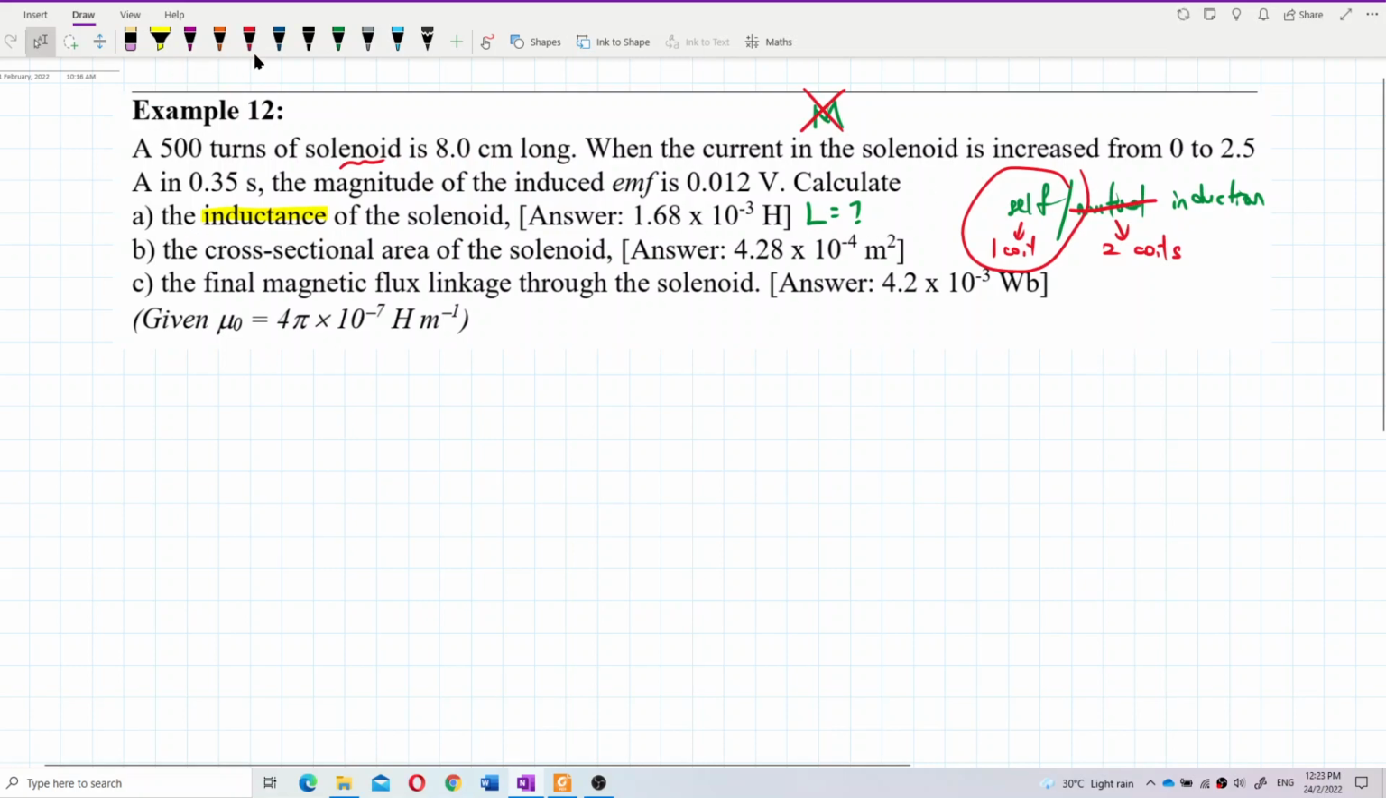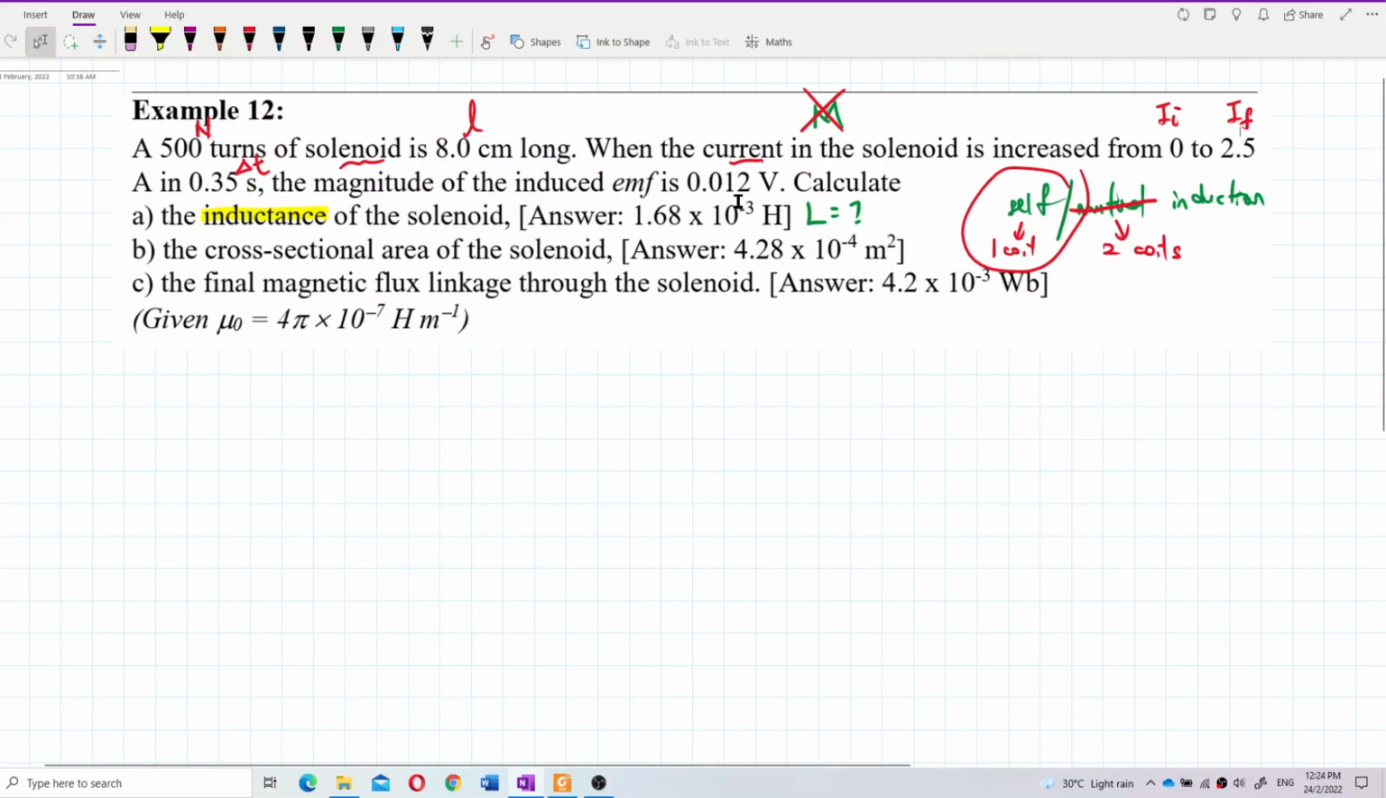Okay, so what information is given? We have the number of turns of the solenoid, capital N, and the length of the solenoid. The current in the solenoid increases from 0 to 2.5 amperes in 0.35 seconds. So this is the initial current, 0, and this is the final current, 2.5. And 0.35 seconds is the time taken, delta t.